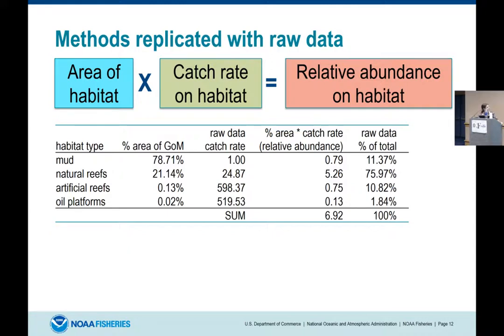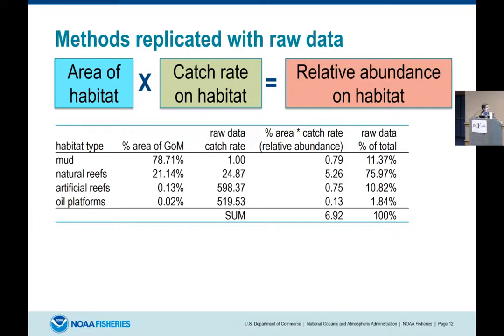So in this table, I'm showing the habitat type. This is the percent area of the Gulf of Mexico that's covered by each of these habitat types. Again, that's based on the U.S. seabed database, and then the areas of the platforms and artificial reefs is based on that 100-meter radius assumption. And then these are the raw data catch rates that just come out of the raw data from those surveys, and then you just multiply them together.